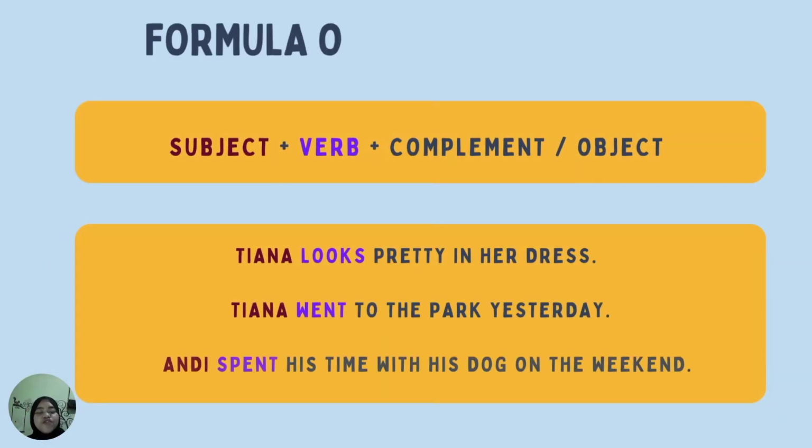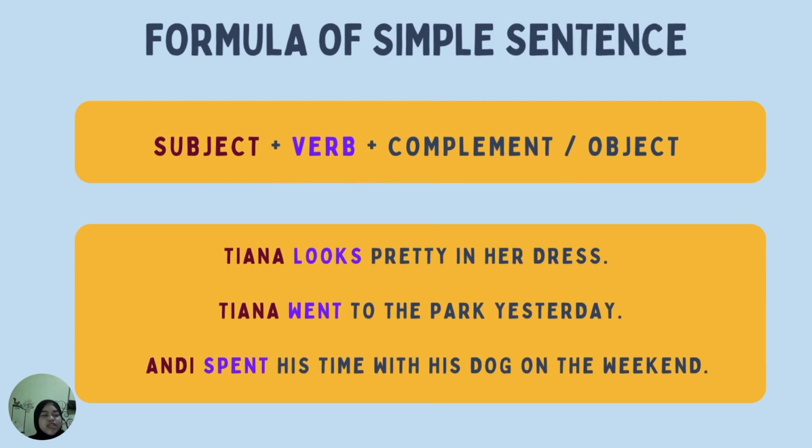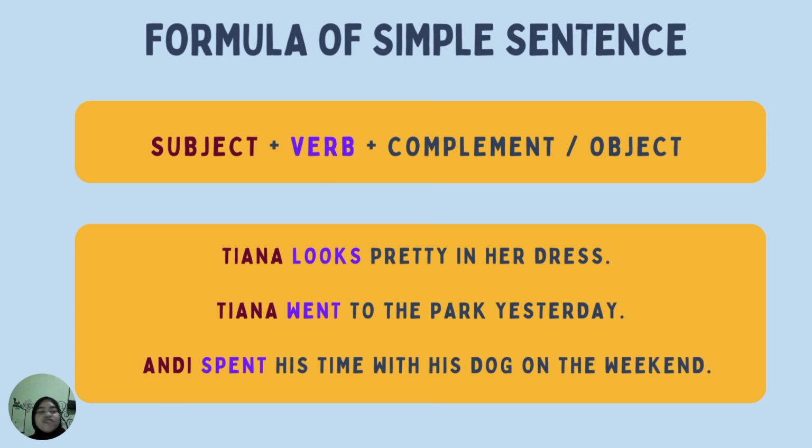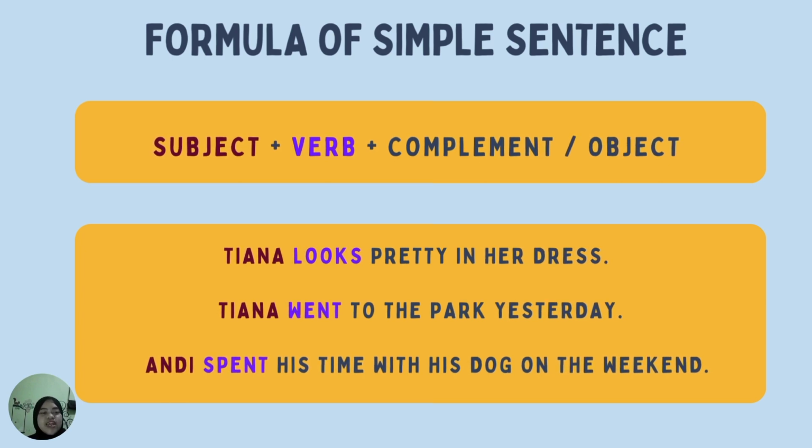Okay, let's move to the formula of simple sentence. The formula of simple sentence contains, or starts with, a subject, followed by a verb, and followed by a complement or object. Let's see the examples that I already read to you.